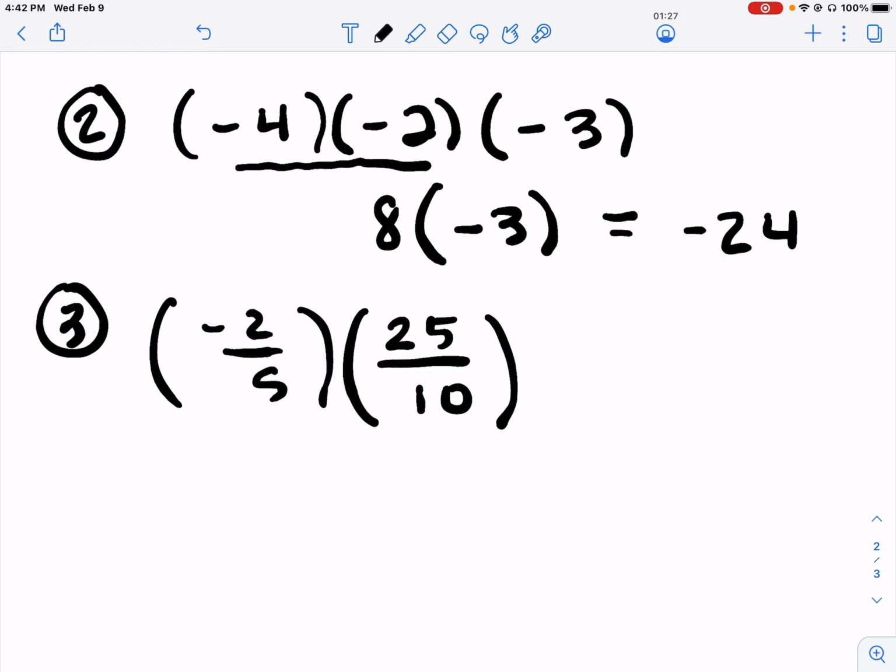Okay, number 3, a negative times a positive. Multiply straight across. 2 times 25, 5 times 10. A negative divided by a positive is a negative, and 50 divided by 50 equals 1.